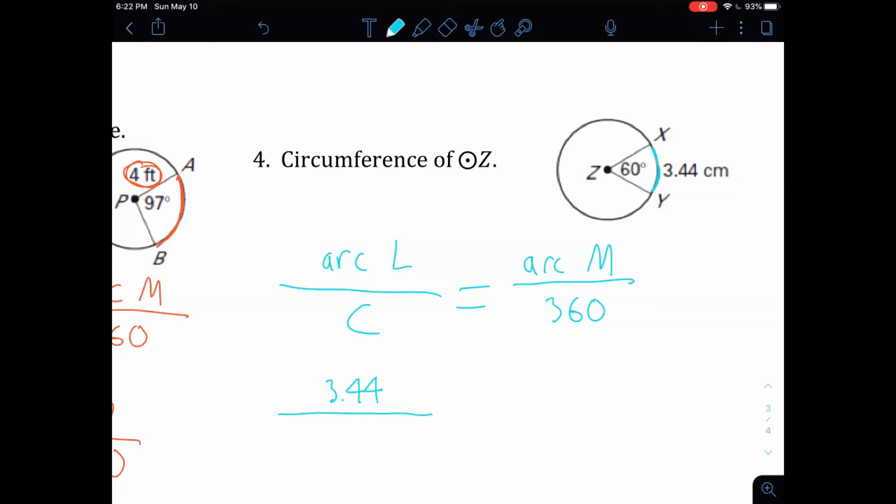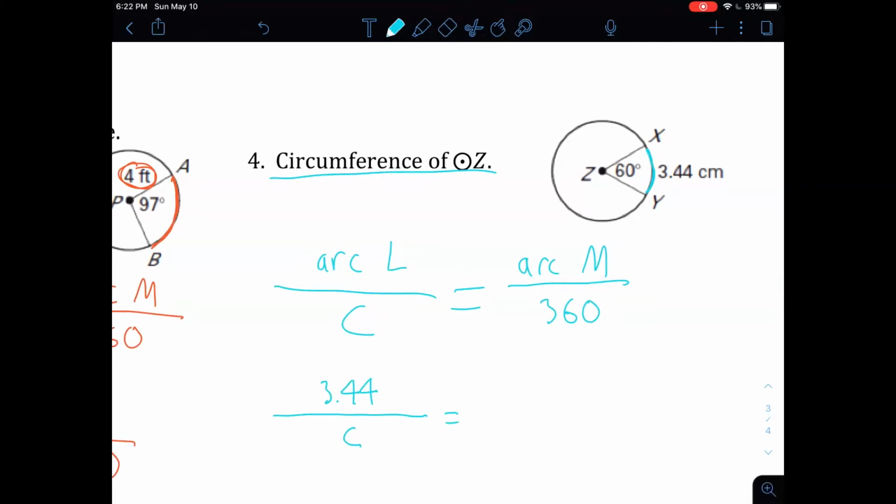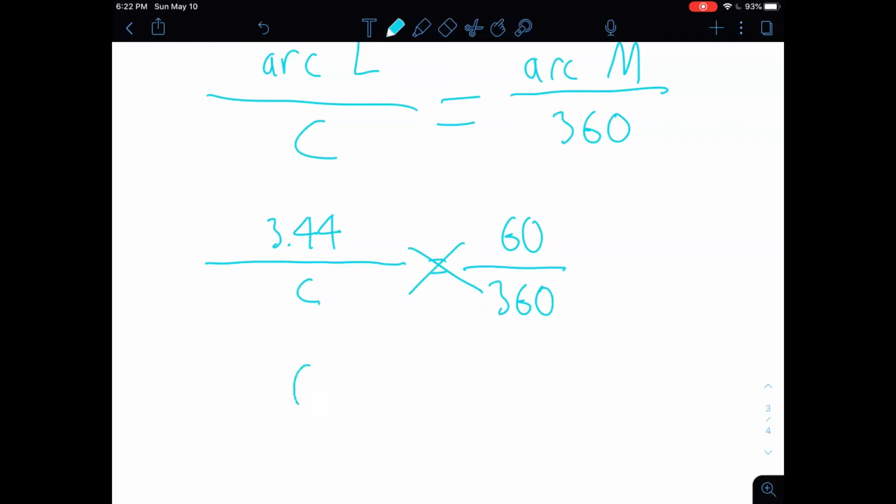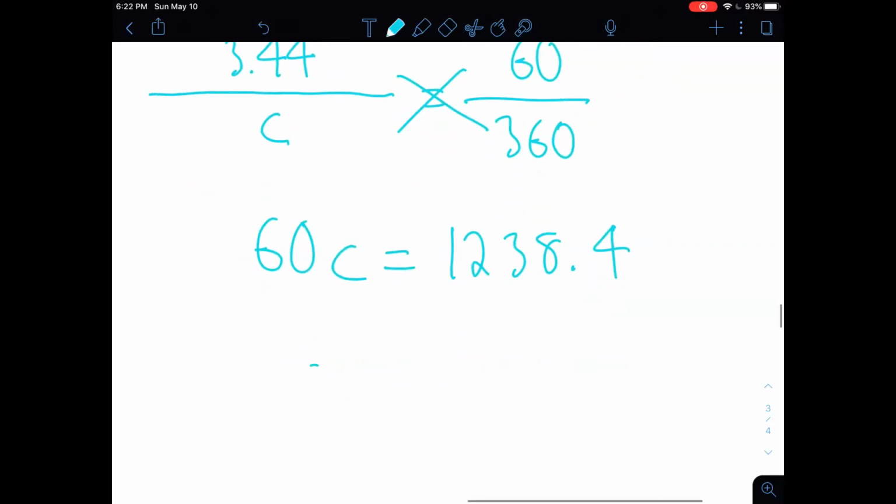Now, what are we looking for? We're looking for circumference, right? So I'm going to keep C down here. I'm not going to put pi d or 2 pi r because why make it more complicated than it needs to be? If we're looking for circumference, just put C down here and it'll solve it for us. It'll make it a lot easier. Do we know the arc measure? How big the degrees is? Yep, it's 60 over 360. Cross multiply. 60C is going to equal 1,238.4. Divided by 60, C is going to be approximately 20.64 centimeters.